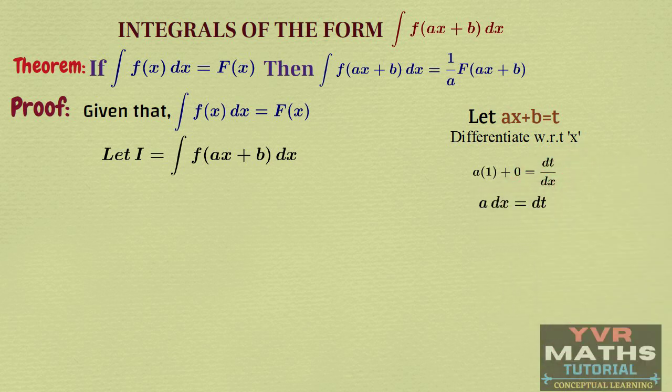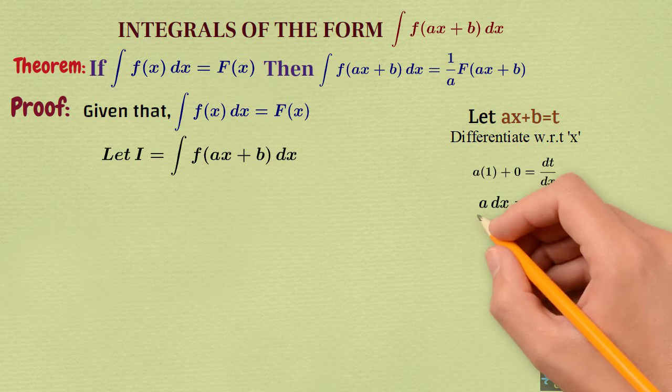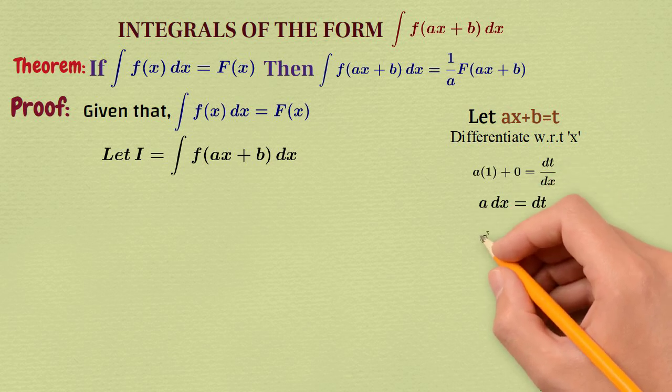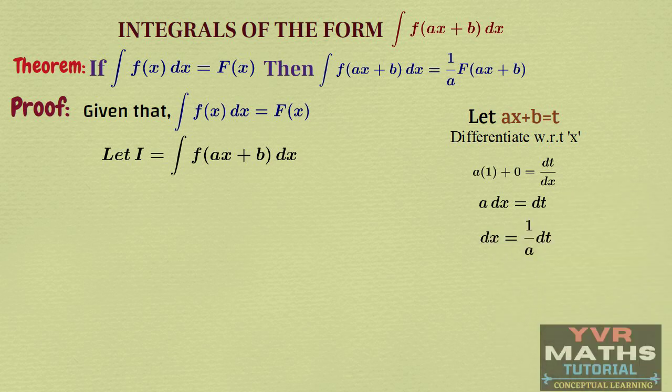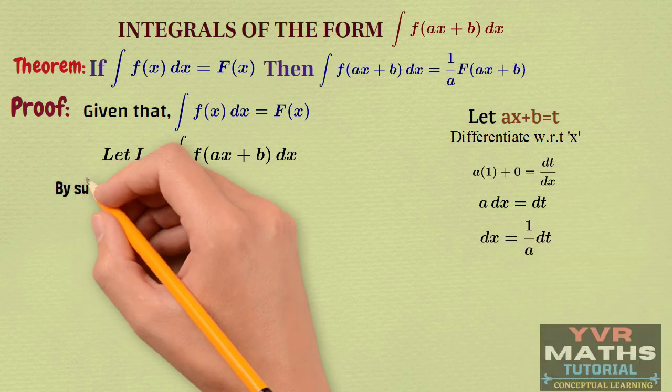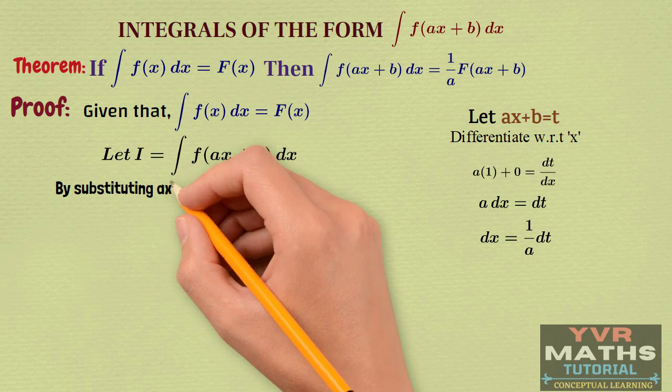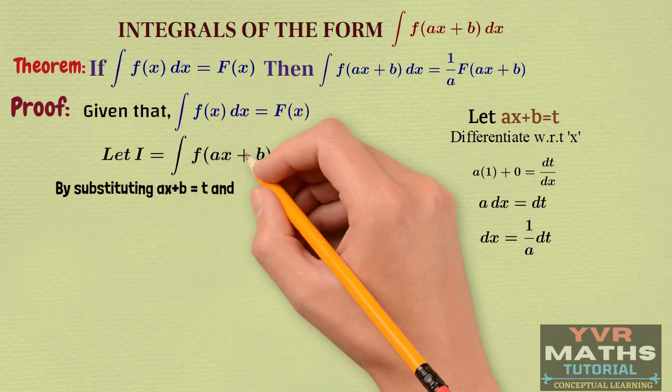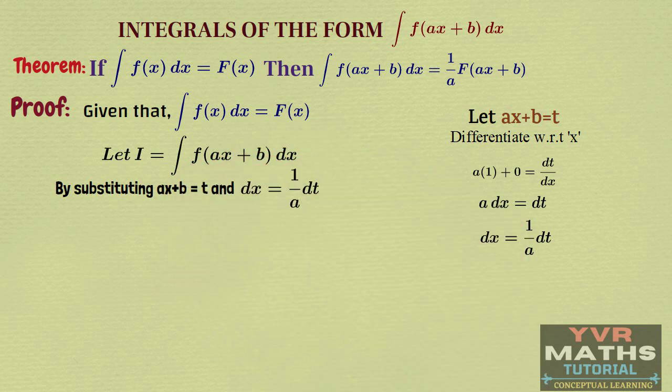a dx is equal to dt. From the left side, the constant a I am shifting to the right side. Then dx is 1 by a dt. Now, I am going to substitute ax plus b is equal to t and dx is equal to 1 by a dt in the given integrand.